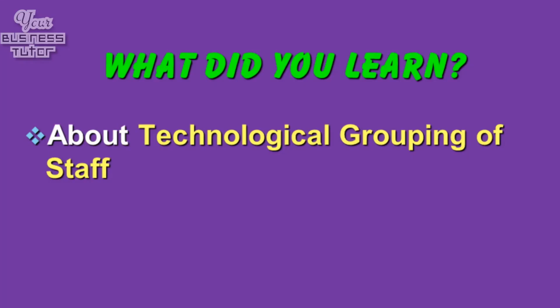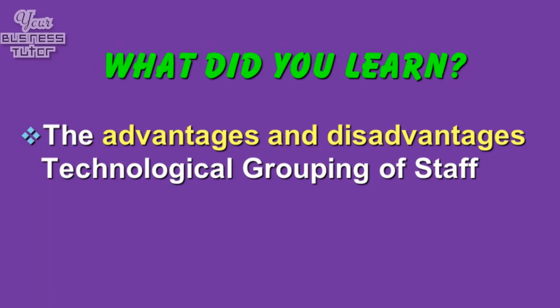So what did we learn in today's presentation? Well, first of all, we found out about technological grouping of staff. And then we went on to find out about the advantages and disadvantages of technological grouping of staff. Manufacturing organisations often employ technological grouping, as it best supports the creation of high quality products.